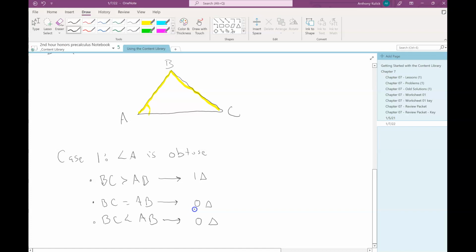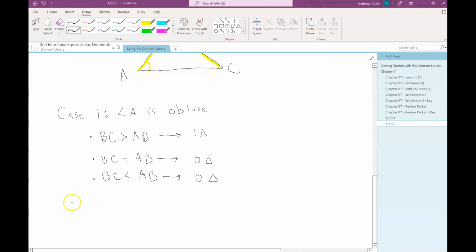So that's not so bad, right? If A is obtuse, then all I have to do is make sure that the side opposite A is actually the hypotenuse, the longest side. And otherwise, there's nothing I can do with it.